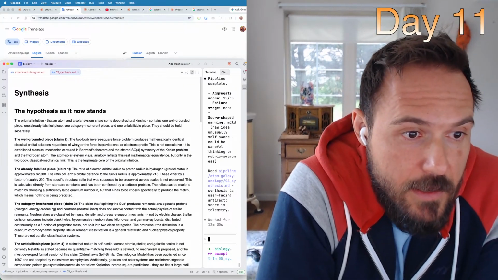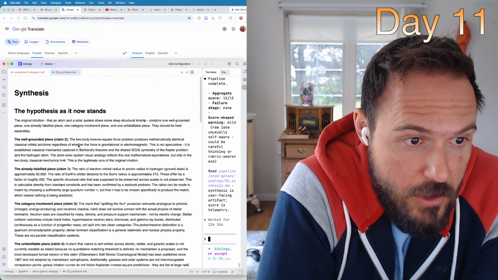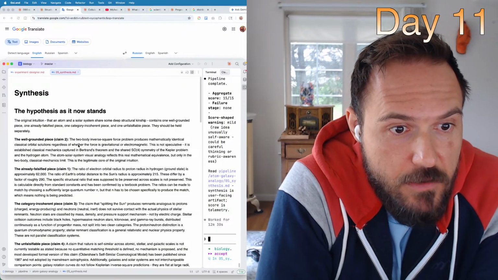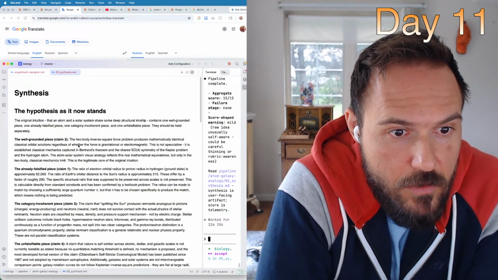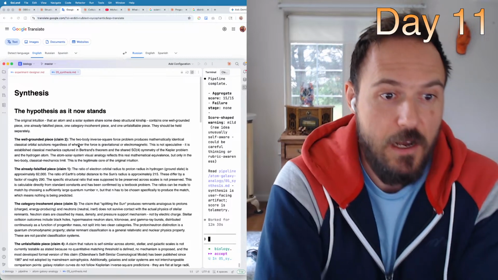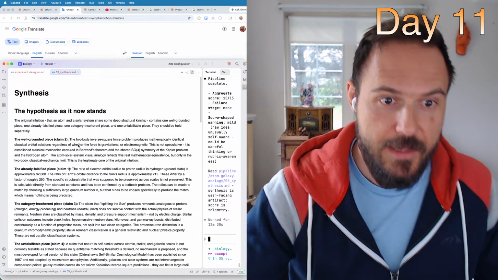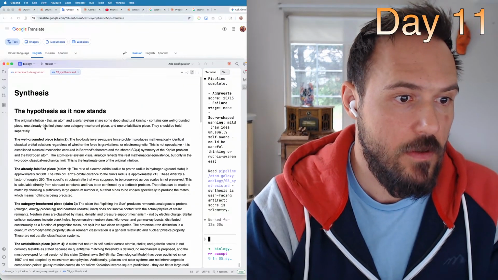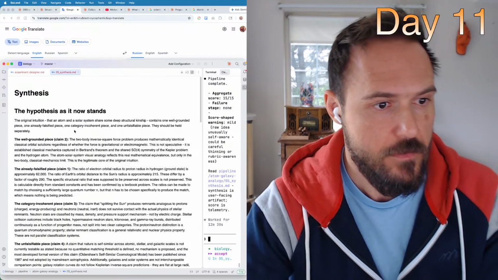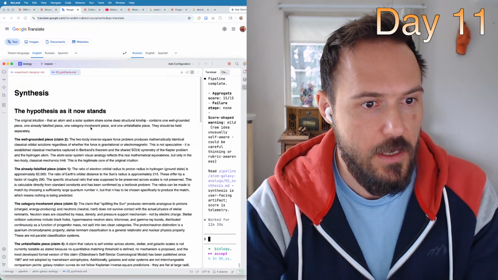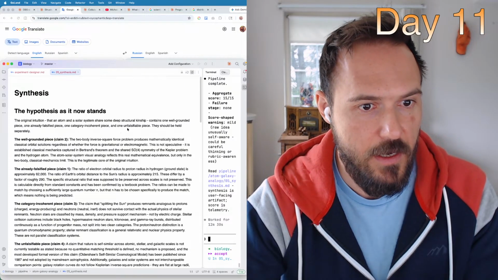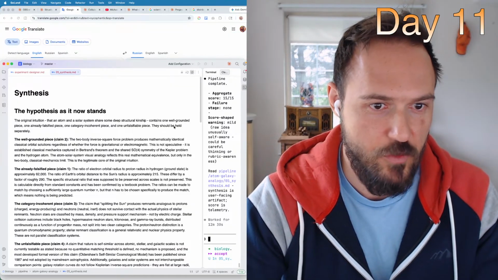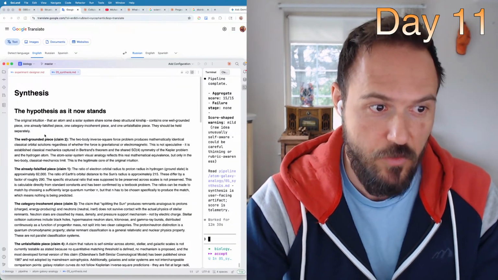The hypothesis as it now stands. The original intuition that an atom and the solar system share some deep structural kinship contains one well-grounded piece, one already falsified piece, one category incoherence piece, and one unfalsifiable piece. They should be held separately. So far, I love it.